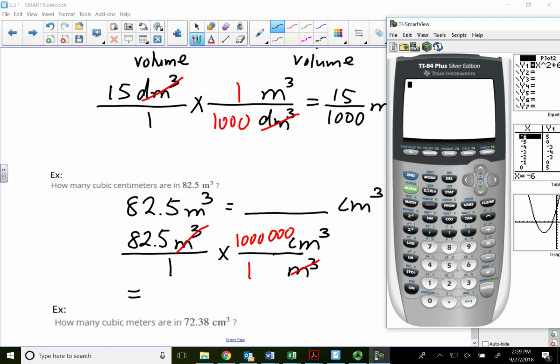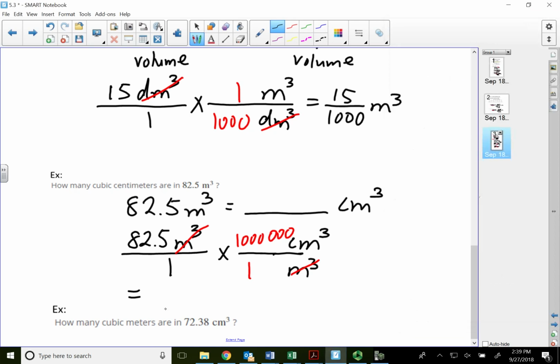So let's take a look. 82.5 times 1,000,000, which is 6 zeros. That's 825 with 5 zeros behind it, because times 1,000,000 means moving the decimal to the right 6 places. The 5 already takes out one place, so there should be 5 empty slots for me to put my zeros in.